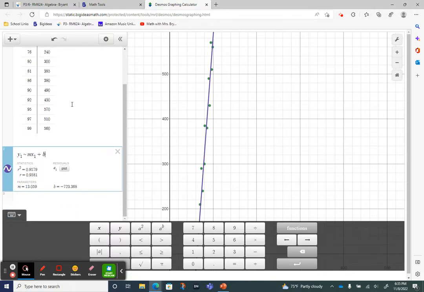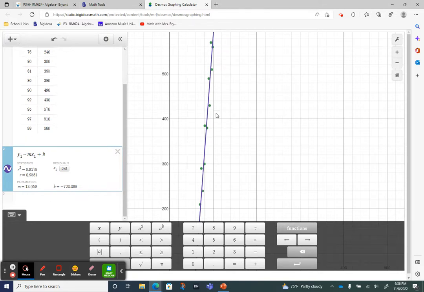So it uses the technology, it finds and uses all of the points available to find the slope and the y-intercept. So the slope is 13.059 and the y-intercept is negative 723. Yeah, no, that doesn't make any sense, right? Because the y-intercept is when the degree mark x is 0, there will be negative 723 people at the beach. Yeah, how do you have negative 723 people? That just is the line of best fit.